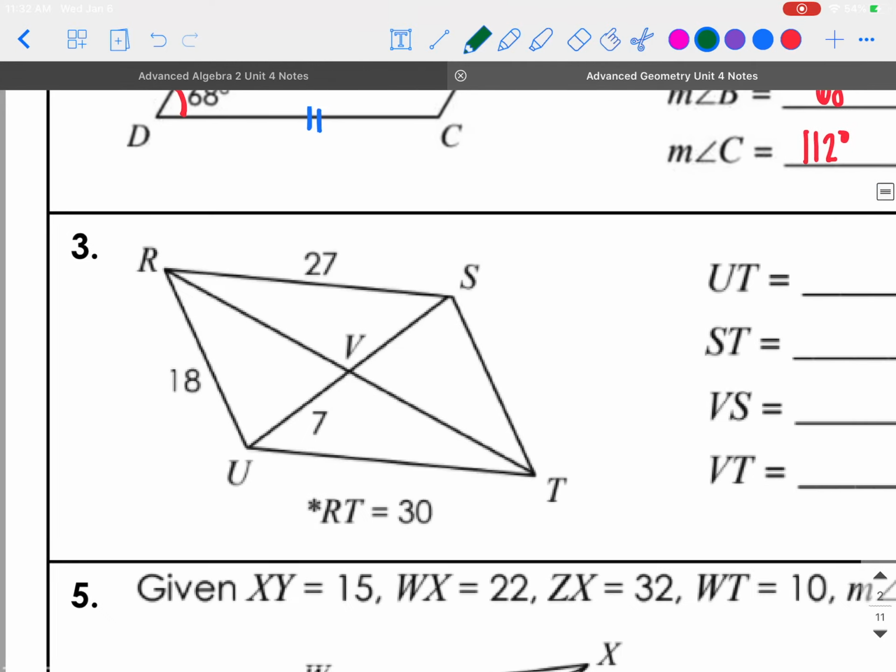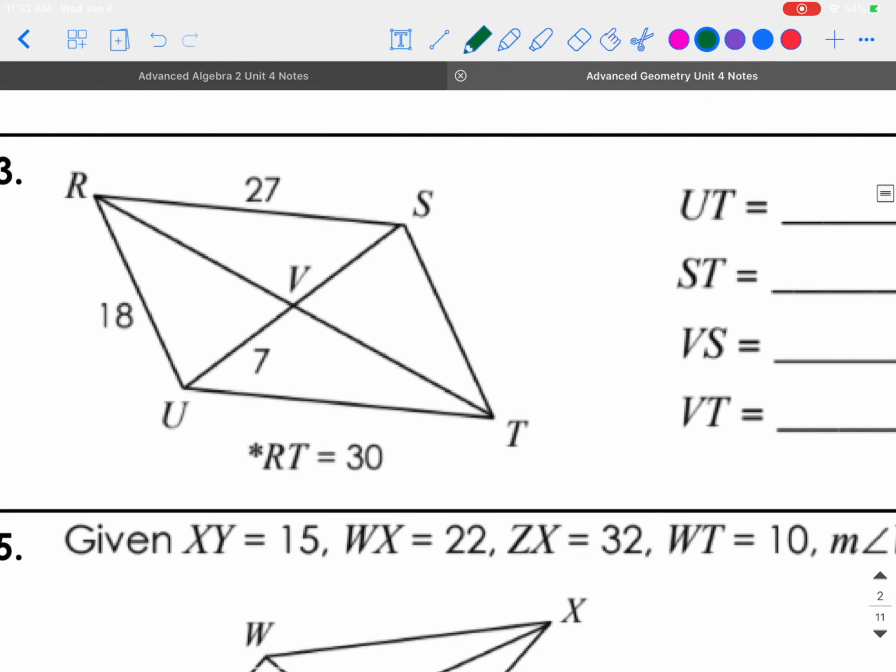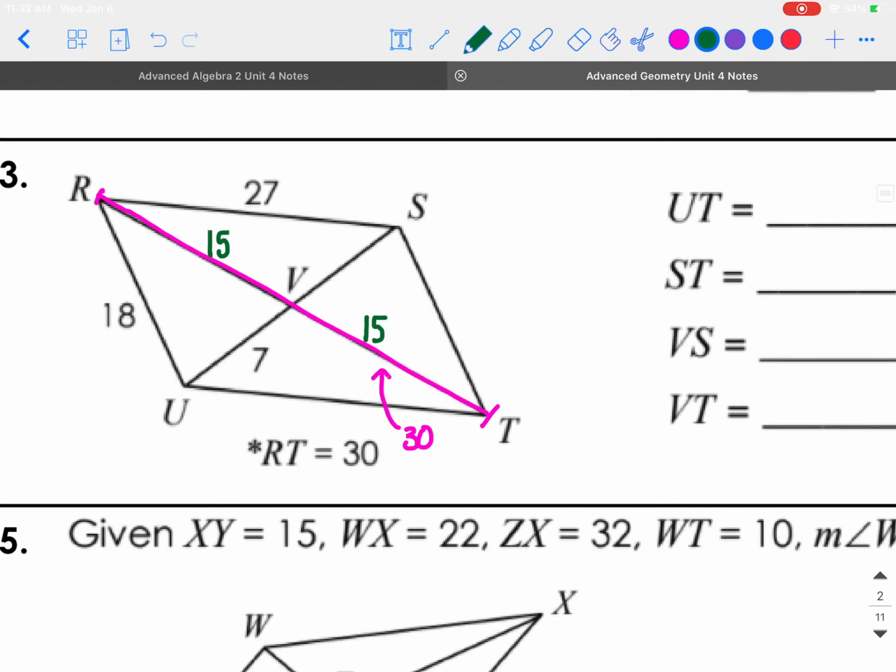Okay. Getting a little harder. Once we start pulling in the diagonals, it gets a little more confusing. So, let's look here. Number 3. First off, if you notice that bottom, it tells us that this entire RT is 30, which means that each of these have to be 15. Because in a parallelogram, those diagonals are cut in half. So they're both going to be 15.